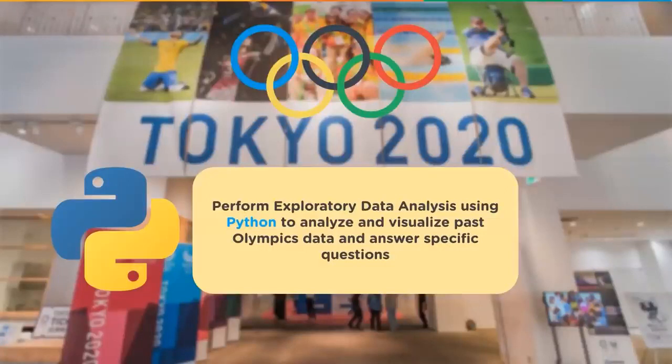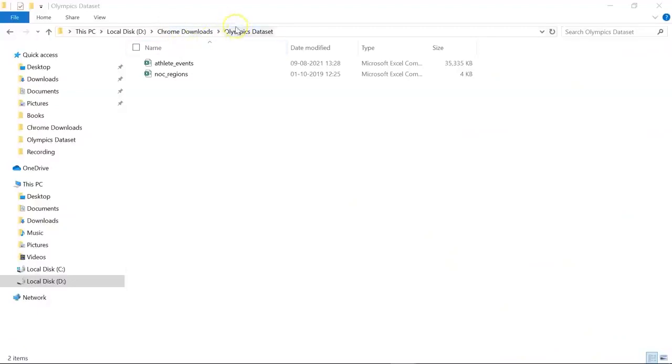Now, let me go ahead and show you the datasets that we'll be using in this video. So here you can see I have my Olympics dataset folder that has 2 datasets. These are CSV files.